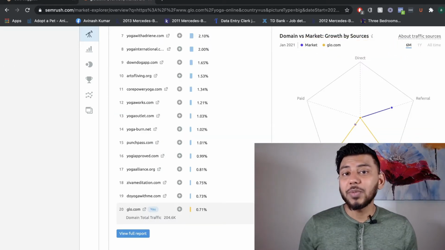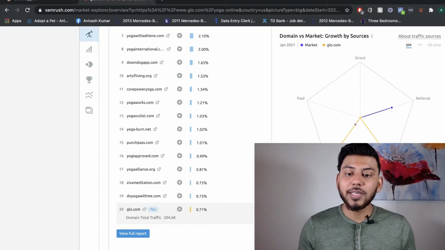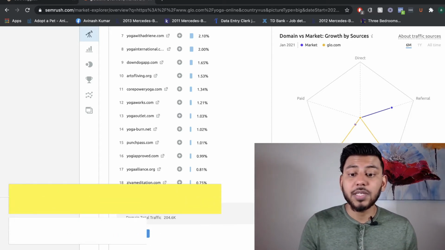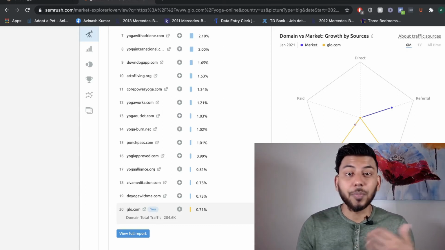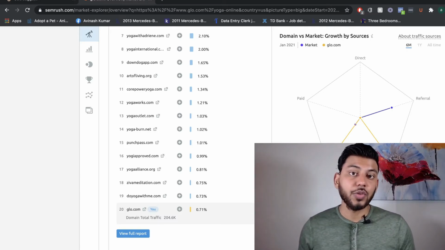You'll also be able to see the traffic generation strategy. So you'll be able to see where the website traffic is coming from. Is it coming from direct means? Is it coming from referral? Is it coming from search? Is it coming from paid advertising? So this again gives you a lot of information that you can use.